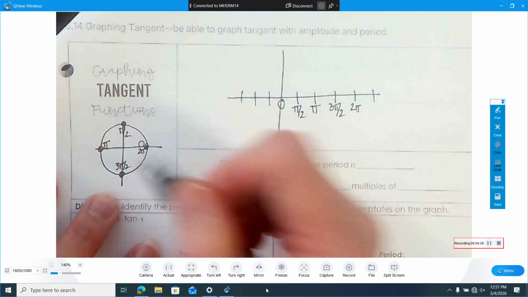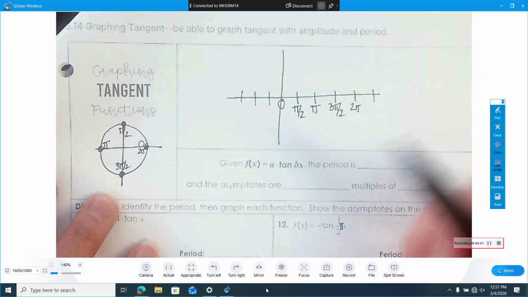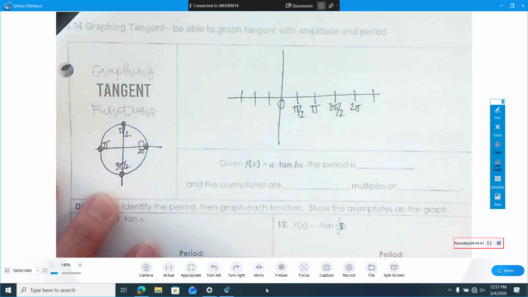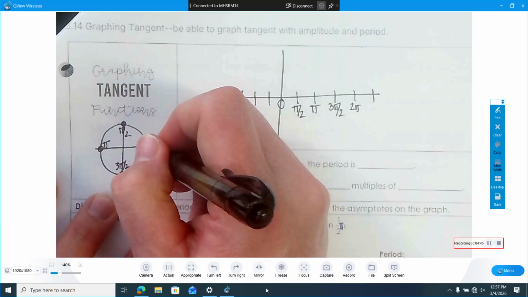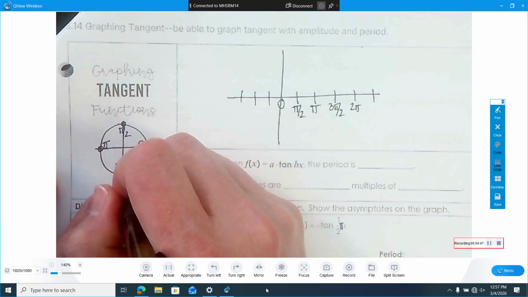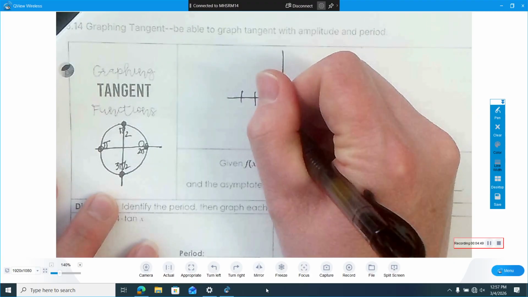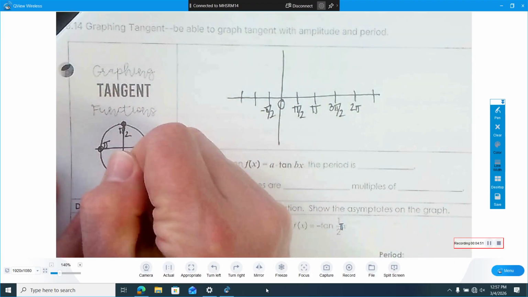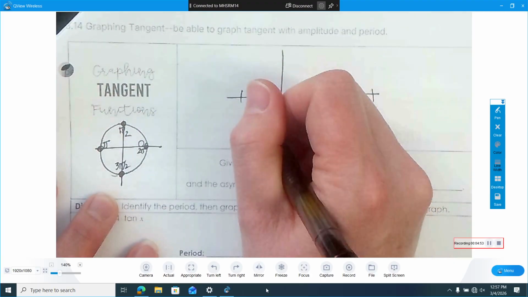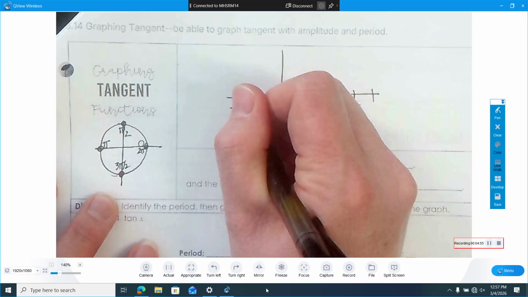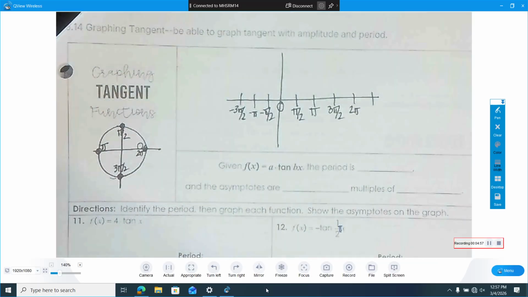Can I go backwards as well? Maybe? Can I do a negative rotation? Can I do that as well? Can I go negative pi over 2? Is that okay? Negative pi over 2? Yeah. And then negative pi in reverse, so negative 3 pi over 2. I'm going to do that just so, that's for tangent.